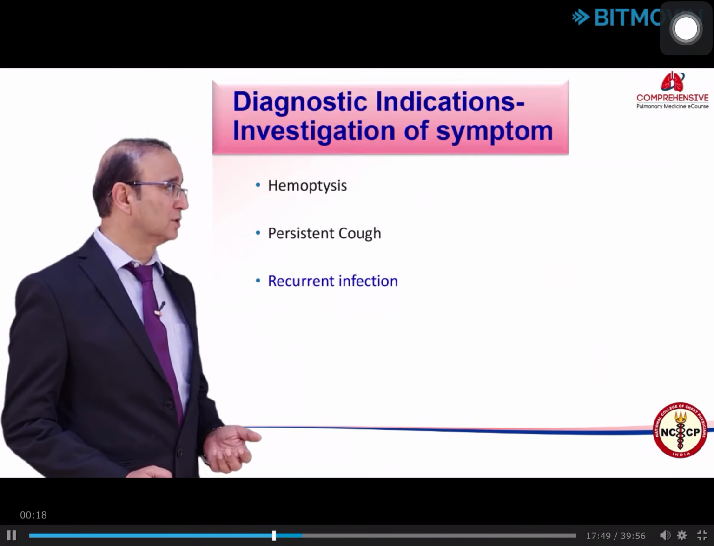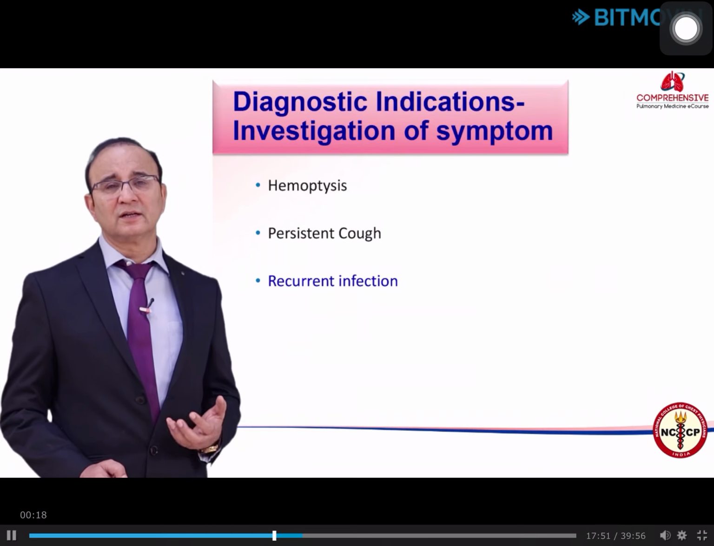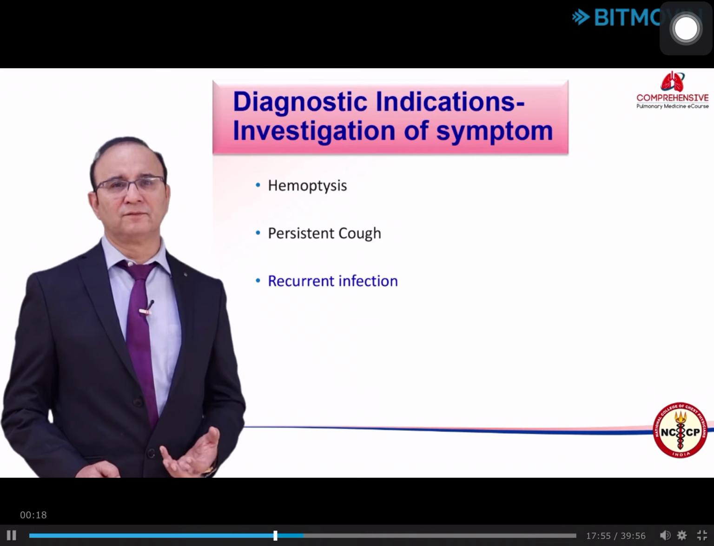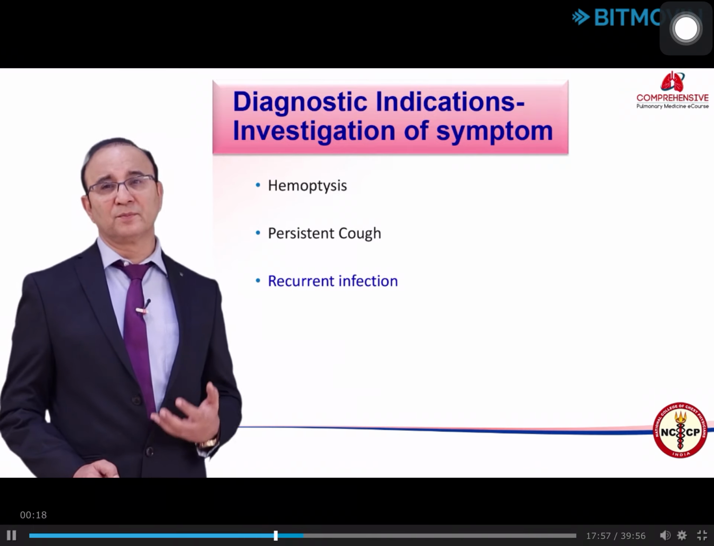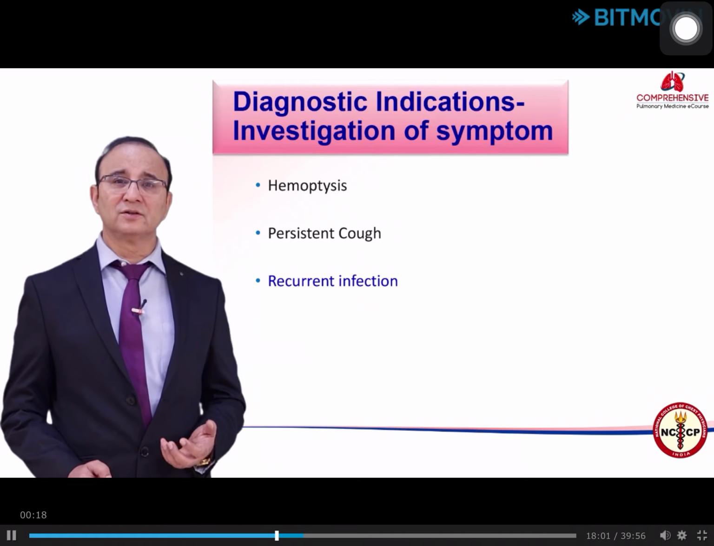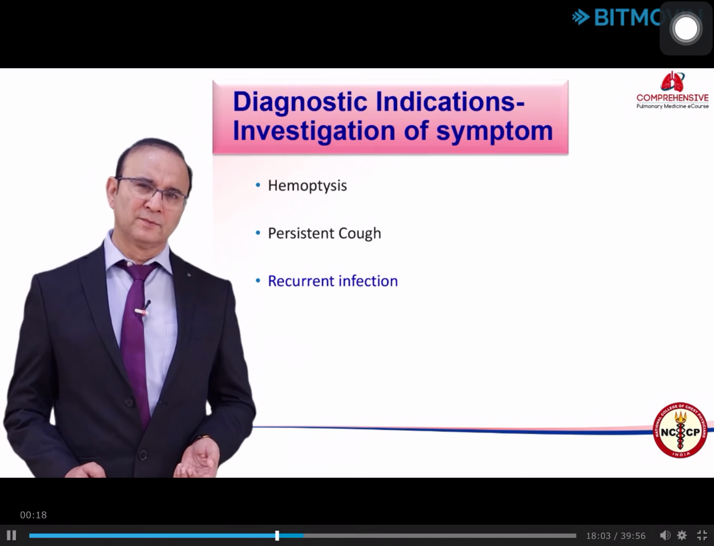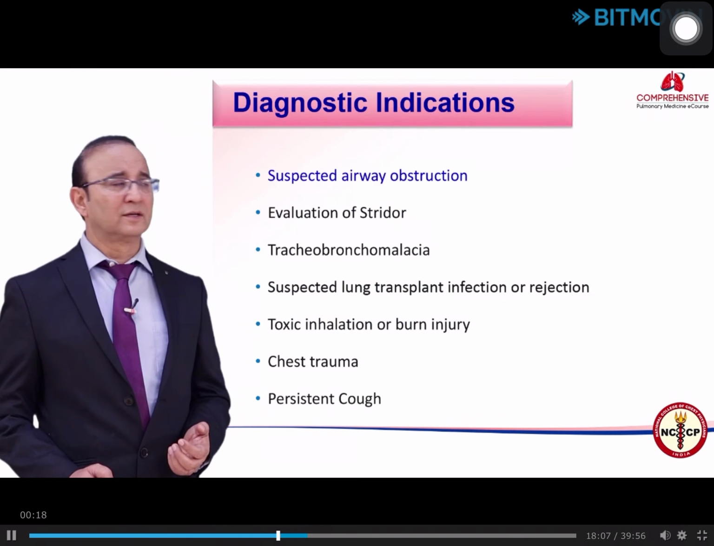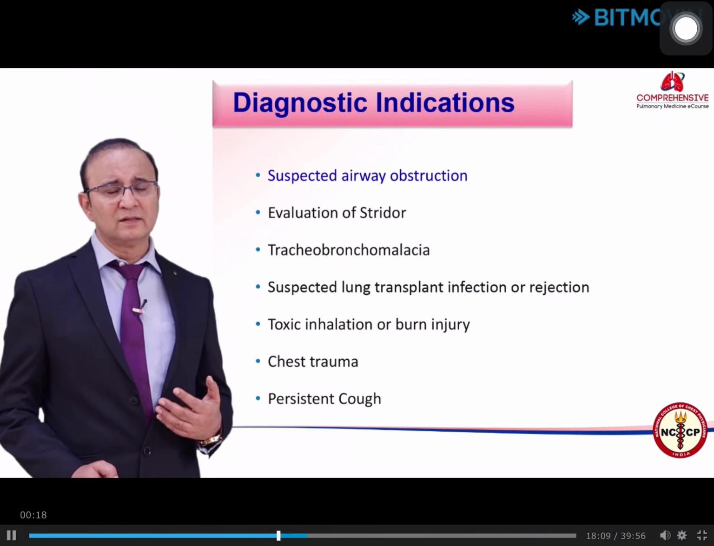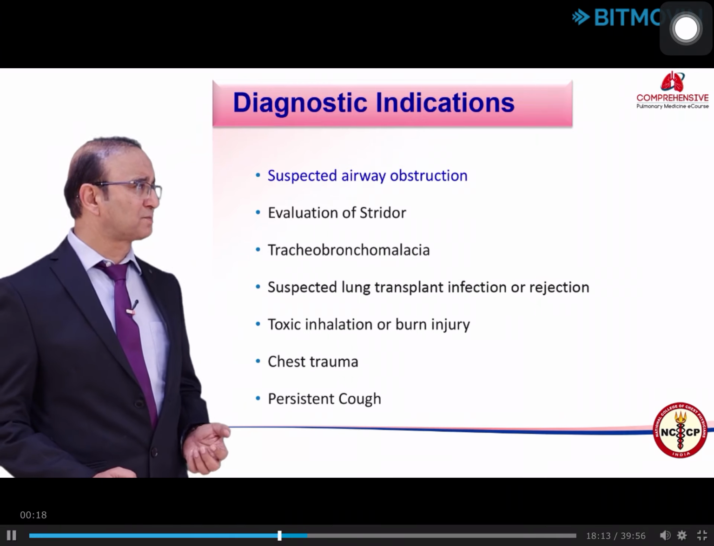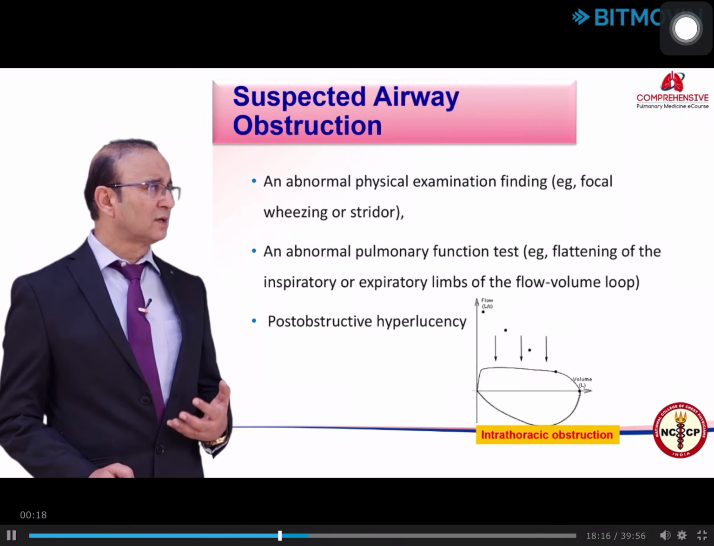Then of course it is done for recurrent infections, to rule out any obstructive pathology in a patient who is getting recurrent infections, where you don't see anything on the radiology which is suggestive of the cause of the recurrent infections. Then there are many other indications for which bronchoscopy is done, like suspected airway obstruction.